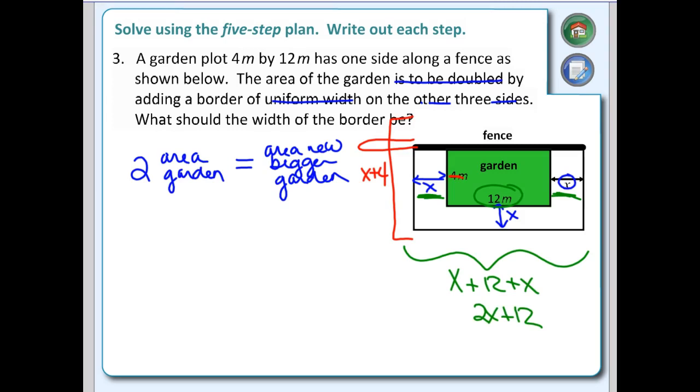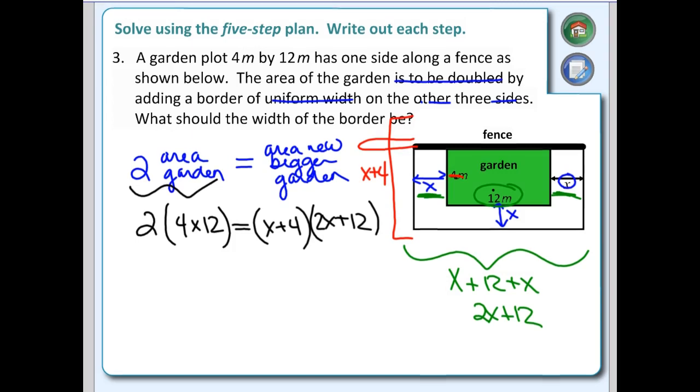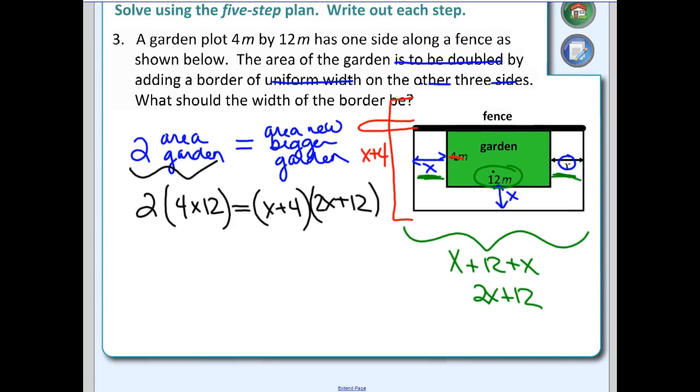So twice the area of the garden: how do I find the area of the green section? Well, you already know it's a 4 by 12, because it told me 4 by 12 equals the area of the new garden. Now, I went ahead and made it x plus 4. Remember, addition's commutative, because we're used to having the letters in front and the numbers in back. Now let's see what the math is going to look like now that we have it set up. Well, 4 times 12 is 48, and 2 times 48 is 96.